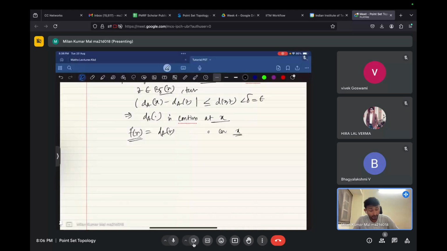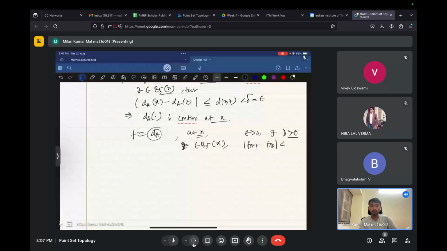Now, what I basically want to prove is that, suppose f is the function here, f is the same as d of A. Don't confuse this D with this particular A. Now I want to prove that f is continuous at x. Then I have to prove that for every epsilon greater than 0, there should exist a delta greater than 0, such that whenever z is coming from B delta of this particular x, mod of f of x minus f of z should be less than epsilon. This is what I want to prove.